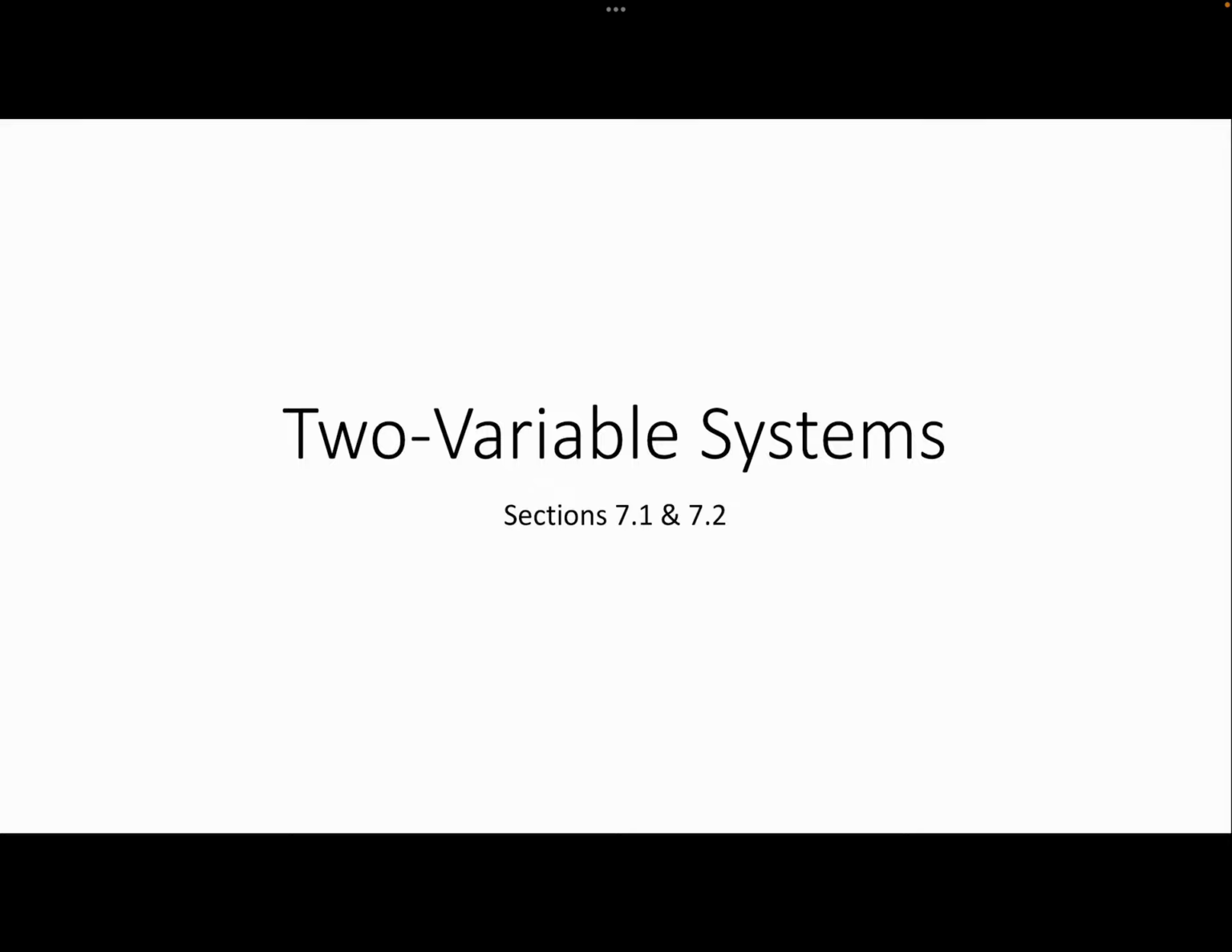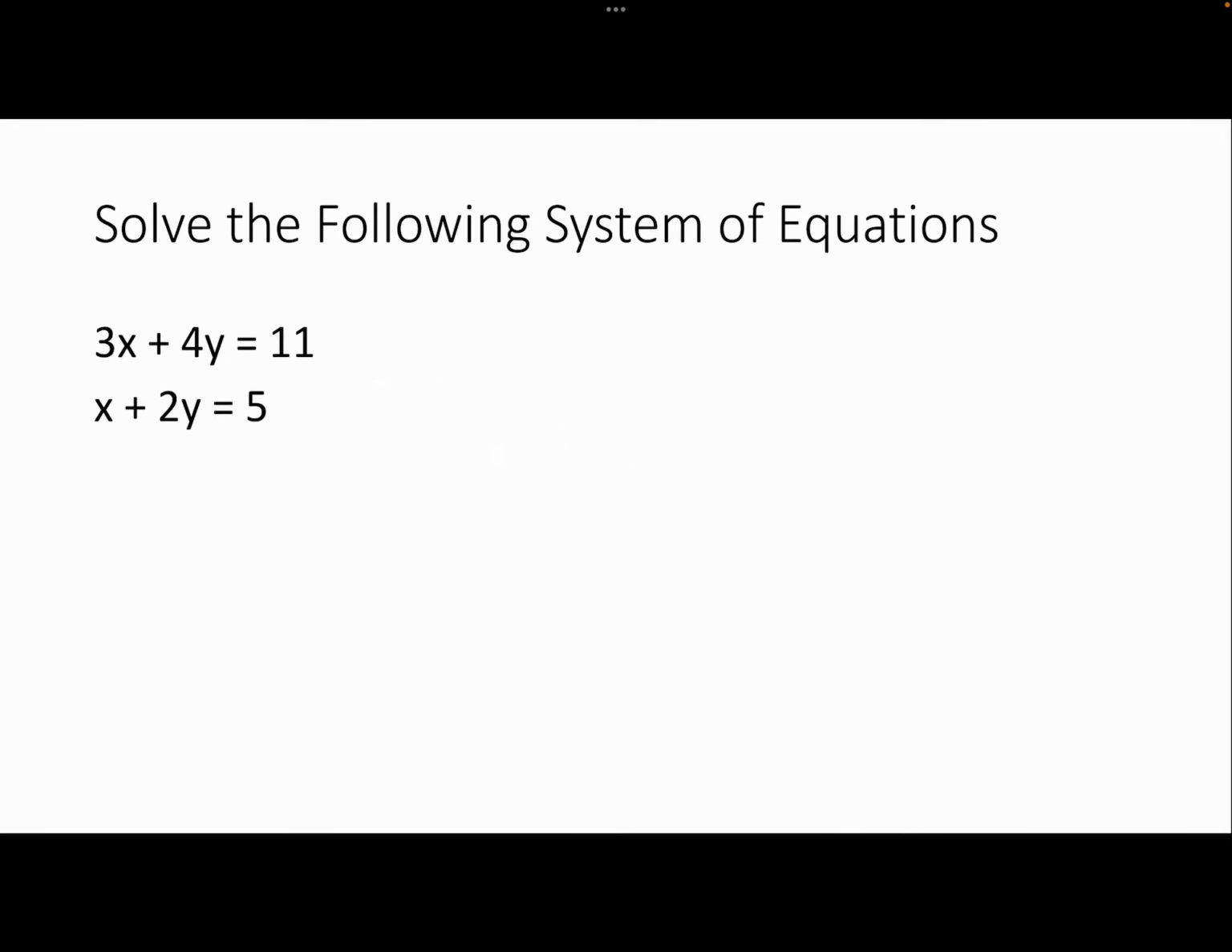This section's on solving systems of equations. So we start by solving the following systems of equations by deciding whether we want to use graphing, which works but is not great unless you're using a graphing calculator, or by substitution or by elimination. Most students often opt for elimination.